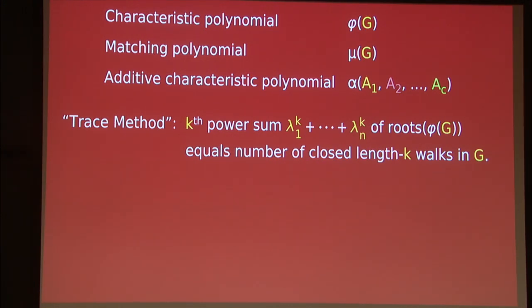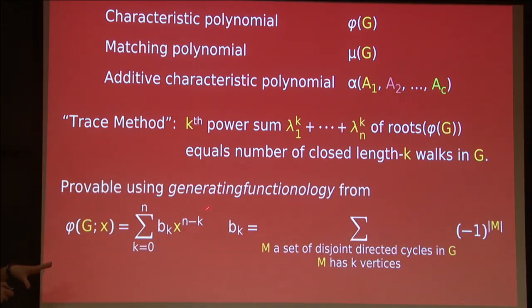Now, you prove that easily by taking the trace of the kth power of the matrix. But there's also a disgusting way to prove it. If the only thing you knew about the characteristic polynomial was this terrible generating function for it, you could still prove this fact using generating function stuff. This thing is a generating function for disjoint cycles in the graph G. And what does that have to do with closed length k walks?